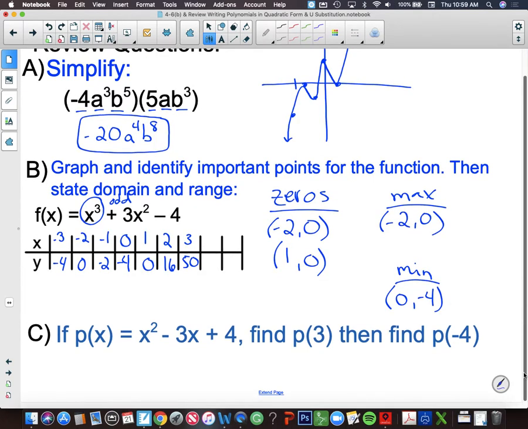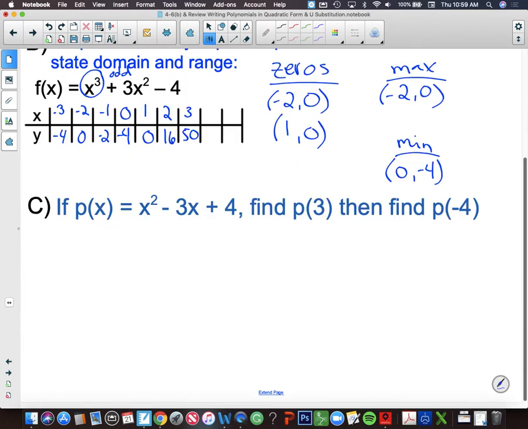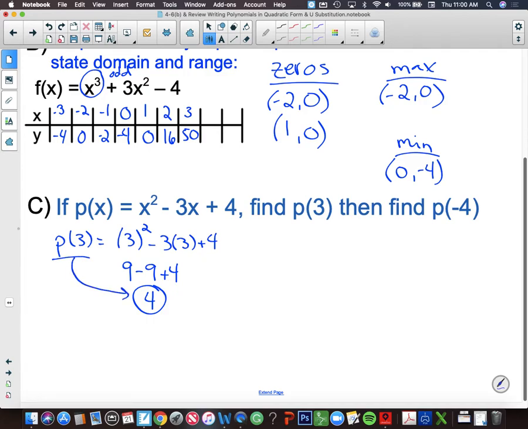Last one down here, plugging those in. So we got P of 3 and P of -4. Remember, when we do P of 3, that means I'm just plugging in a 3 wherever I see an X, just like this. And then you just evaluate the stuff on the right. So 3 squared is 9, and 3 times 3 is 9, so it's 9 minus 9 plus 4, which means we just get a 4. So P of 3 is 4.